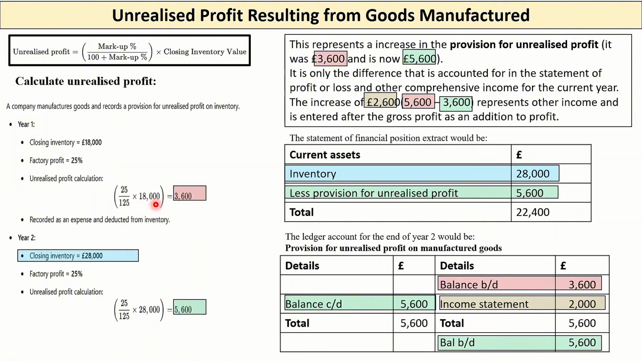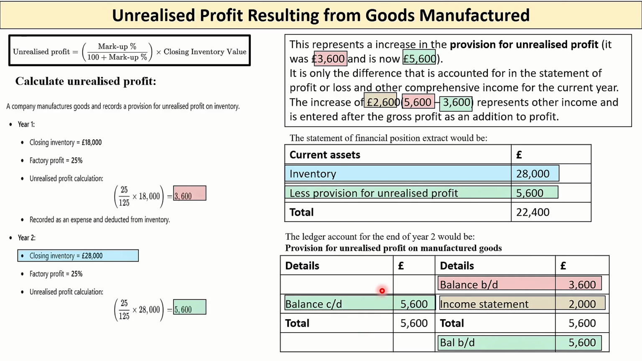Now look at this example. Now we have an increase. As you can see here, in year 1, we got the unrealized profit on inventory 3,600. In year 2, it's 5,600. This means it has increased by 2,000. How will this reflect in the statement of financial position? Inventory for the current year is 28,000, less the current year's unrealized profit of 5,600 deducted. Therefore, the total inventory value should be 22,400.